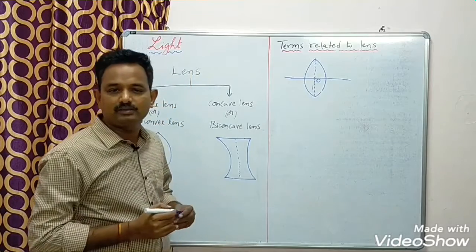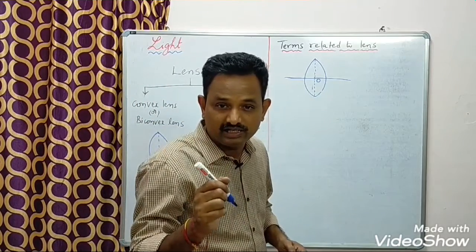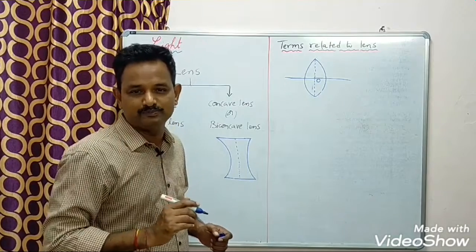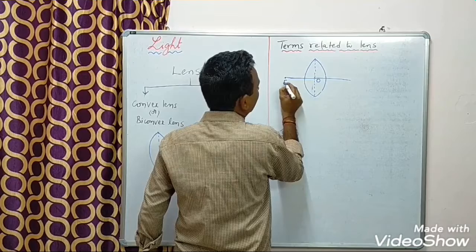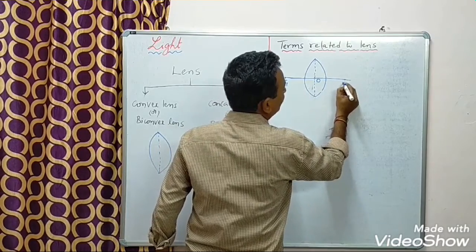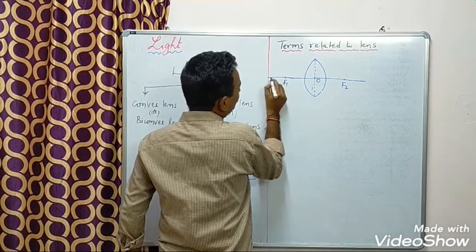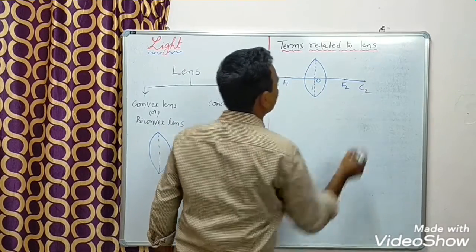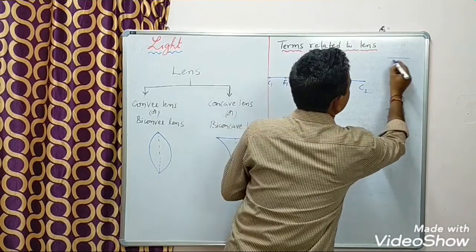Usually for mirror we have one principal focus, but here in lens we have two principal focus. Why? Because it is a transparent medium. Look at here. Here we have F1 and here we have F2, and we have two centers of curvature, C1 and here C2. Okay.